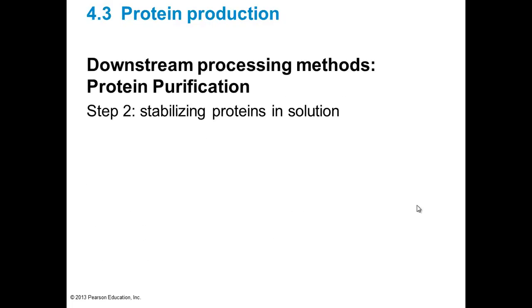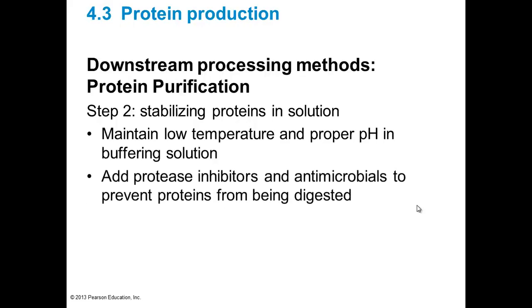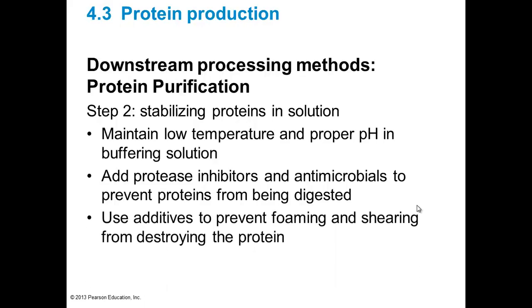The second step, after you harvest the protein and you have an extract that contains the protein, you want to stabilize it. So this should be maintained at a lower temperature and at a proper pH that will prevent misfolding of the protein. You add protease inhibitors that will keep proteases from chewing up your protein product. And you add antimicrobials like antibiotics that will prevent the growth of bacteria in your product. You use additives to prevent foaming. Protein solutions like to make lots of foam. And you have additives that will prevent shearing of the protein.